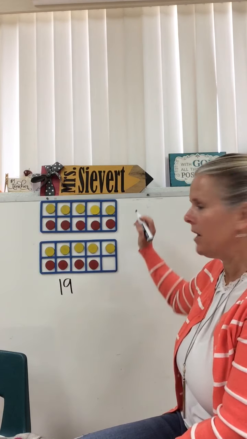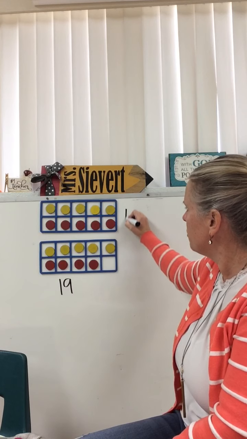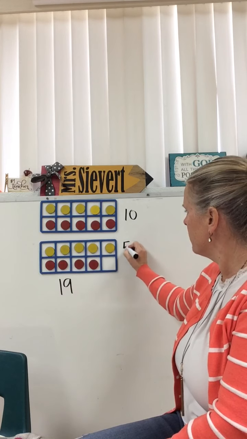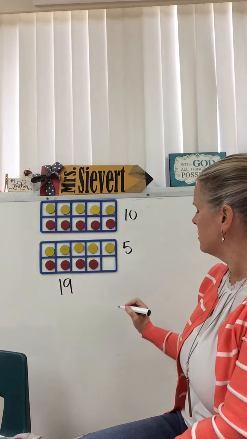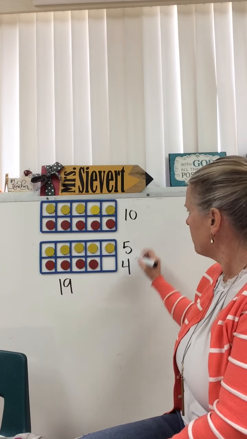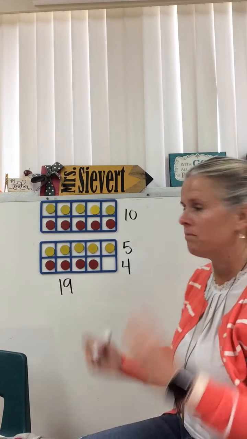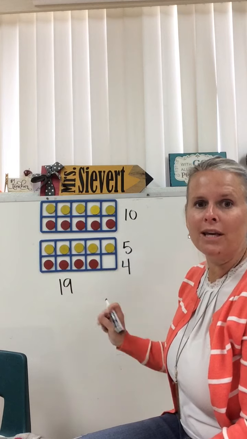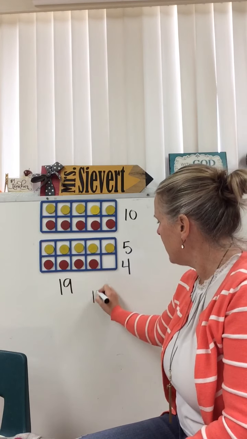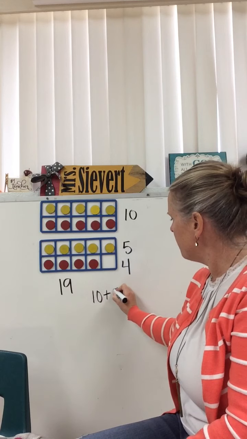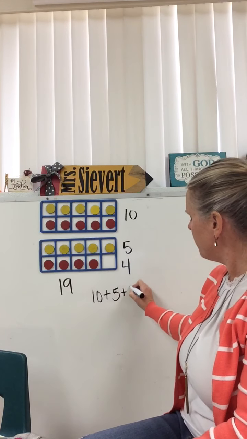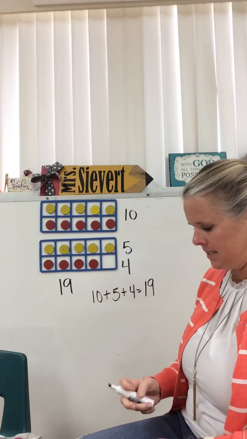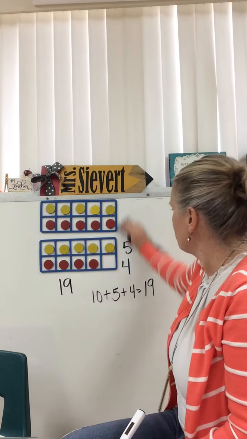So we know. Okay, ready? So Jocelyn, what is this one here? You're right, Jocelyn, a 10. How many are here, Jocelyn? A 5. And how many here, Jocelyn? 4. Okay, so am I going to add those 3 numbers together? Because remember, these 3 numbers added together will equal that 19. So that means I would go 10 plus my 5 plus my 4 equals my 19. Great job, Jocelyn.